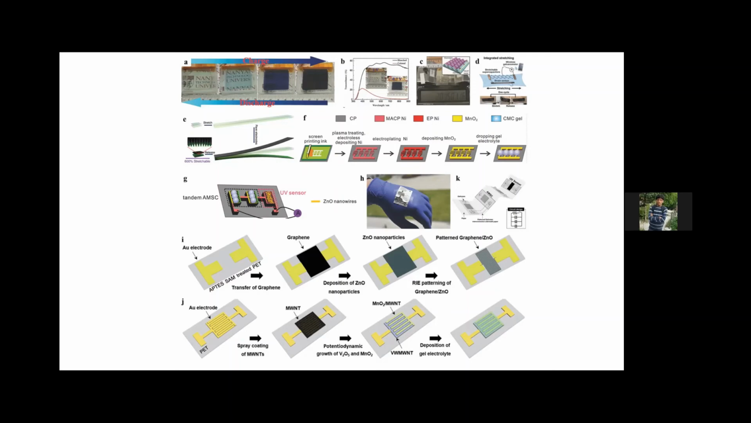And there are also the devices, and how to make the pattern. One kind of pattern is like this. First they deposit the electrode, and after that, in between them, they deposit the graphene, and then the graphene and the ZnO nanoparticles, and they pattern it. So many types of structures or patterns can be made in planar devices.